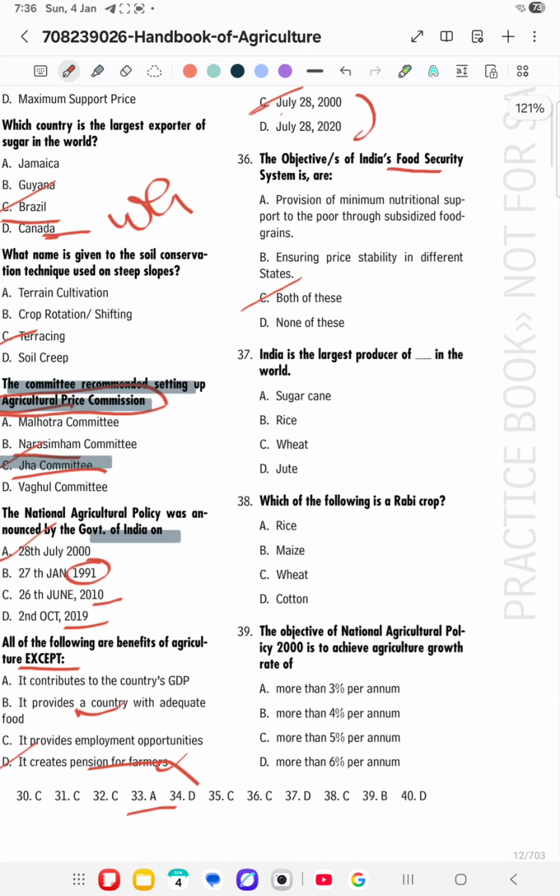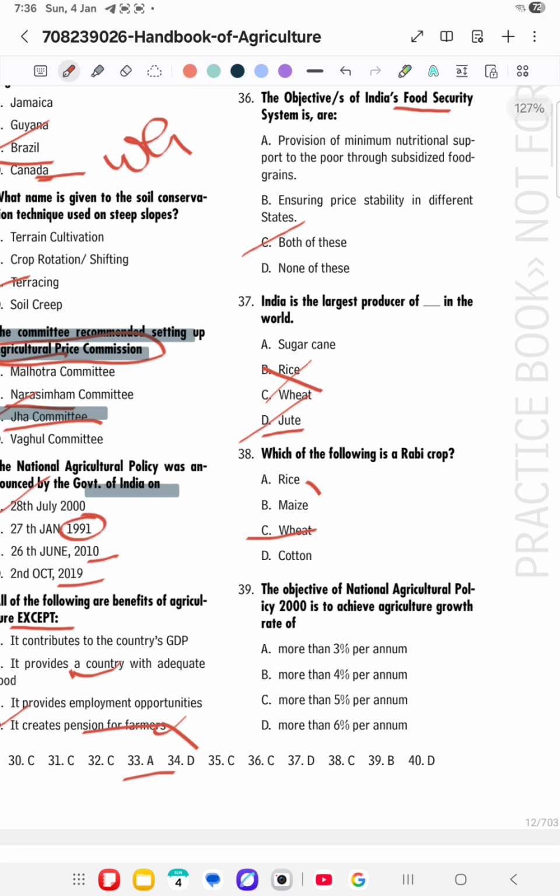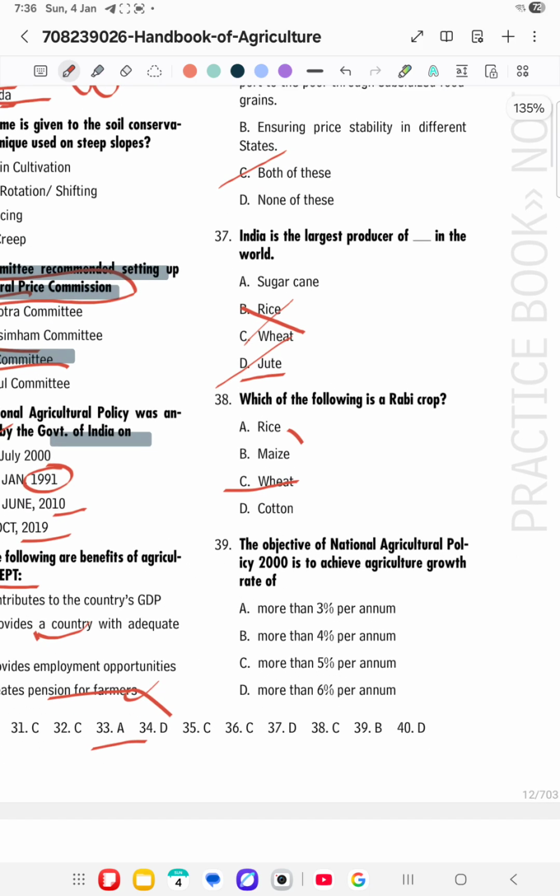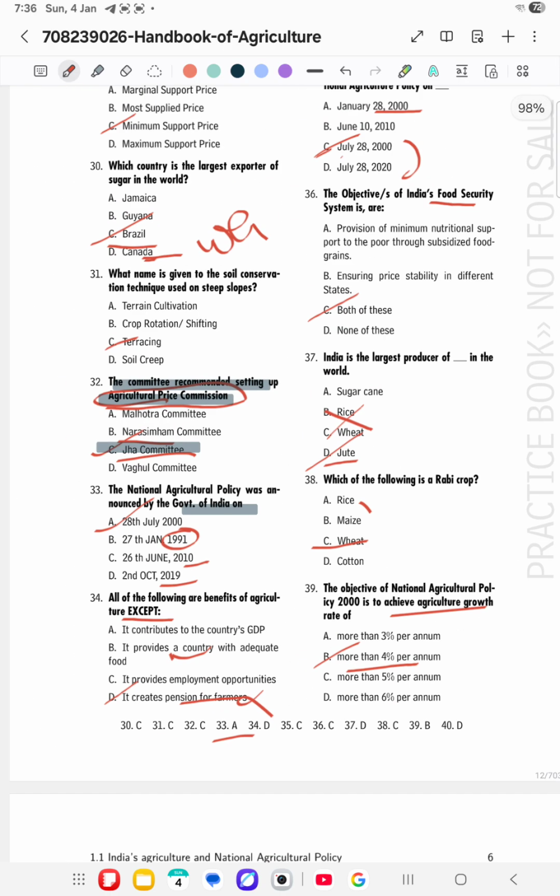36C. Yes. India is the largest producer of rice in the world. Sugarcane, rice, wheat, jute. I don't think these two. Jute can be sugarcane or jute. I think D. Yes. Which of the following is a rabi crop? Wheat is a rabi crop. Yes. The objective of National Agricultural Policy 2000 is to achieve an agricultural growth rate of more than 4%. Yes.